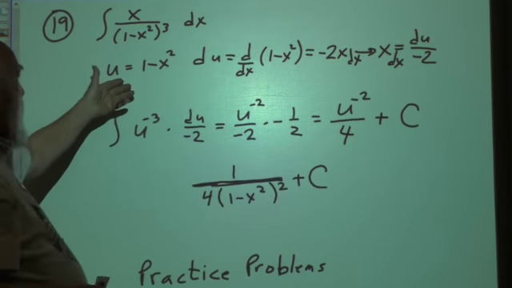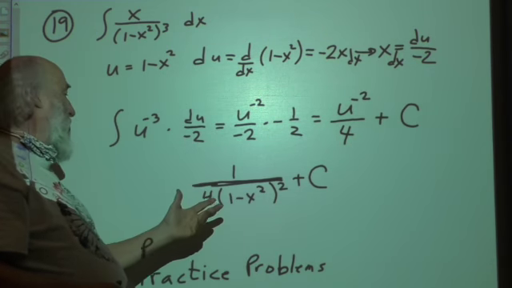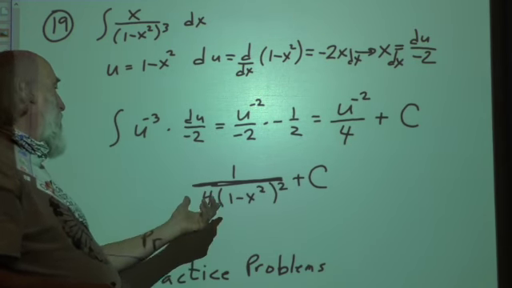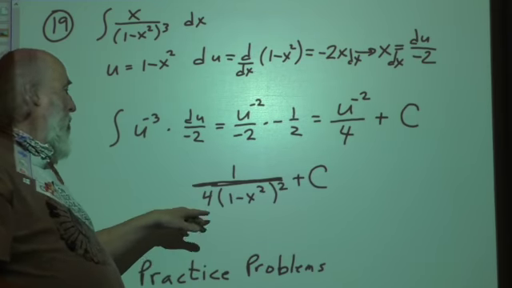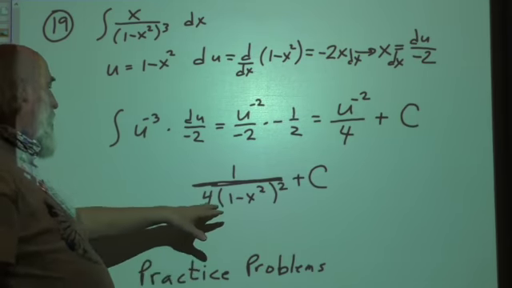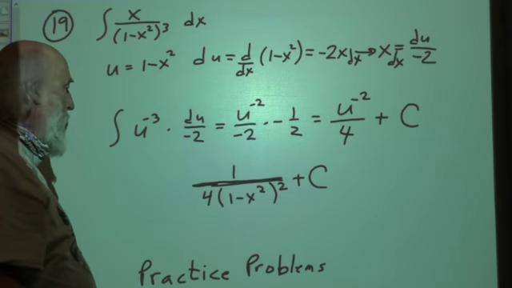And as we said, we identified u as 1 minus x squared. Plug that in there. And then the 4 has to be included, and we usually put that in front. So this would be your answer right here.